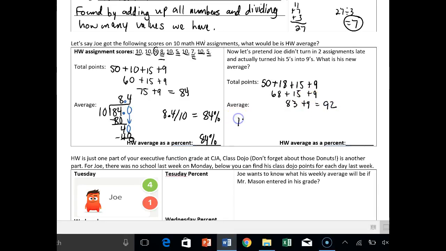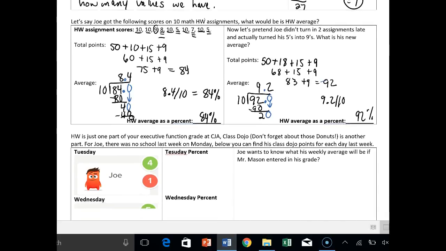So my average would be, my 10 assignments that I had, right? That's where I get my 10 from, because there were 10 assignments, divided into my total score. And 10 goes into 92, obviously 9 times, that's 90. With 2 left over, that's where we add our decimal 0, shoot it on down. So 10 goes into 20 2 times. So just by turning those assignments in and getting 9s instead of 5s, right, we've increased our average from an 84 to a 92%.